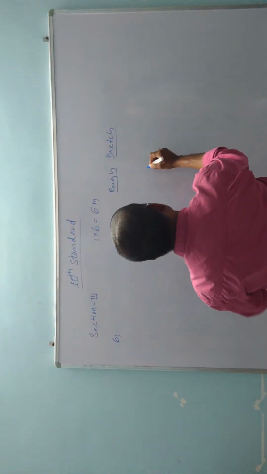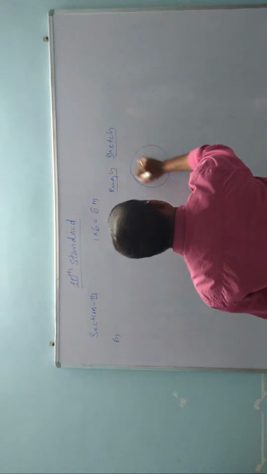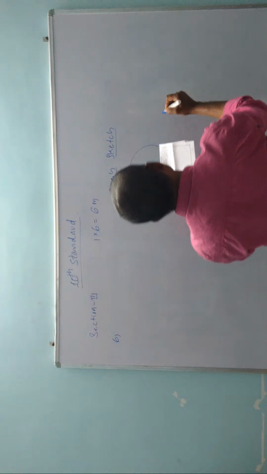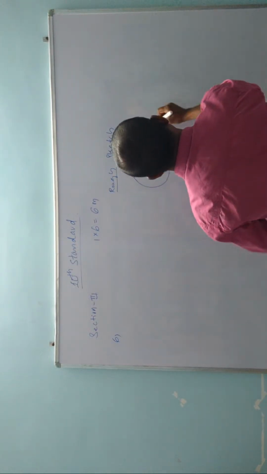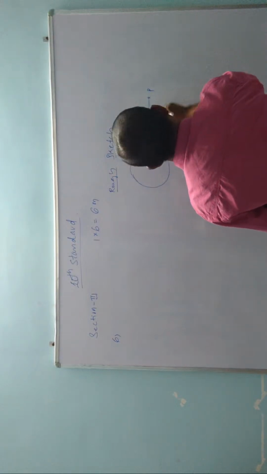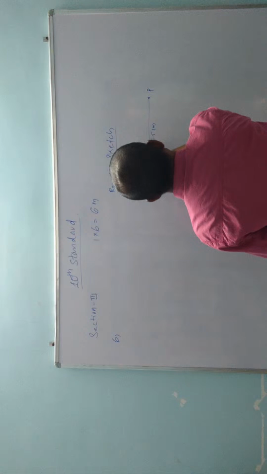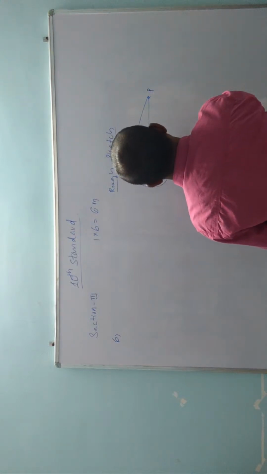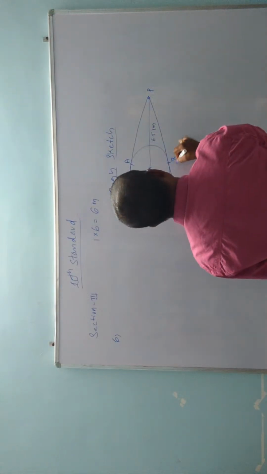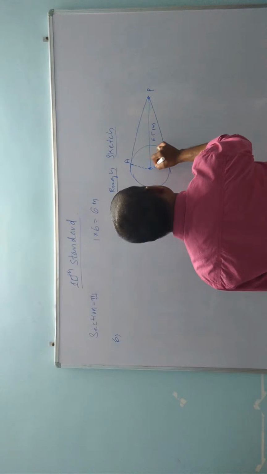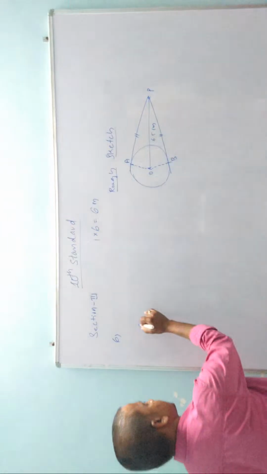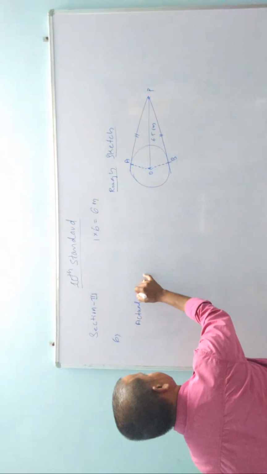Draw a circle of radius 3 centimeters and construct a pair of tangents from a point 6.5 centimeters away from the center. So the distance from the center to the outer point is 6.5 centimeters, and we have to draw 2 tangents. These are PA and PB, the 2 tangents. Their lengths will be the same. So that is a rough sketch.